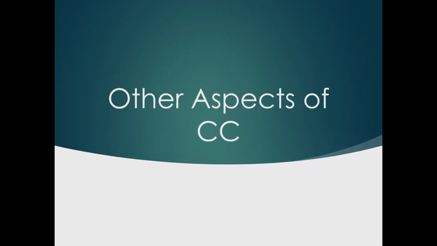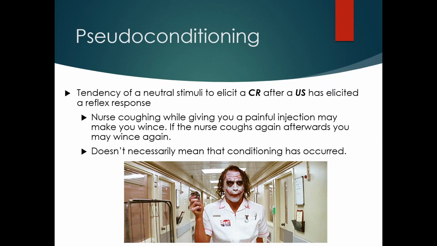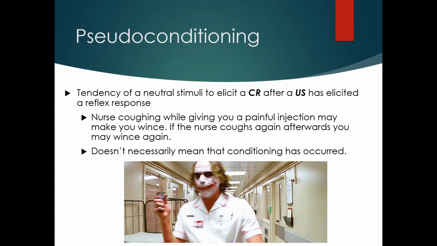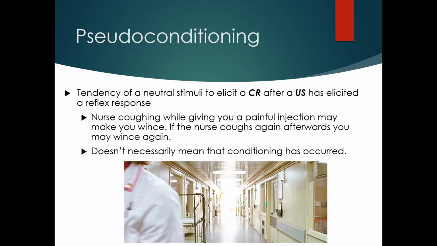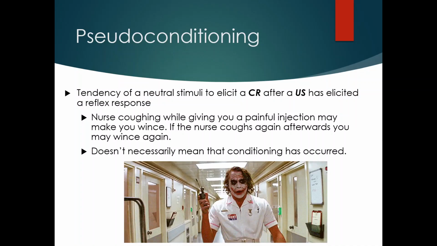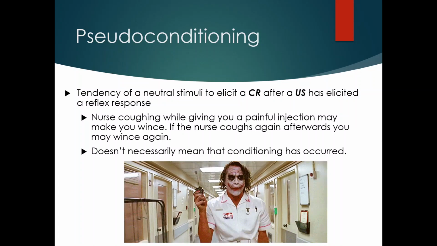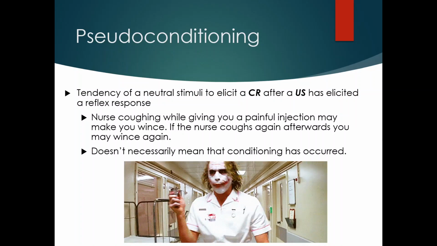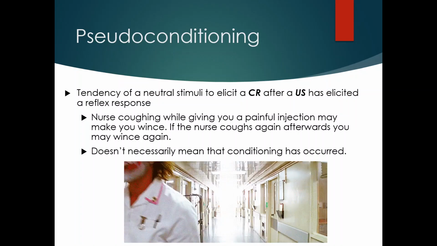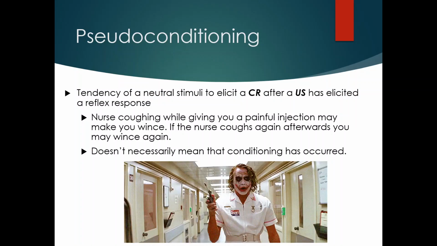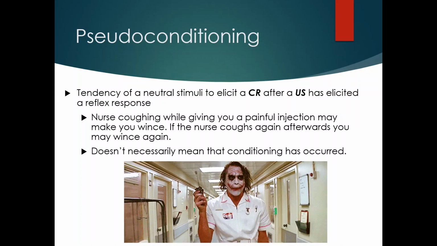There are a few other aspects of classical conditioning that are important for us to know as well. And these aspects apply to regular classical conditioning as well as higher order classical conditioning. To start, there's this concept called pseudo-conditioning that I want you to be familiar with. Pseudo-conditioning is the tendency of a neutral stimulus to elicit a conditioned response after a single unconditioned stimulus has elicited that same response. So to simplify that, you can think of pseudo-conditioning as a one-time exposure. After one pairing, the conditioned stimulus elicits a conditioned response.